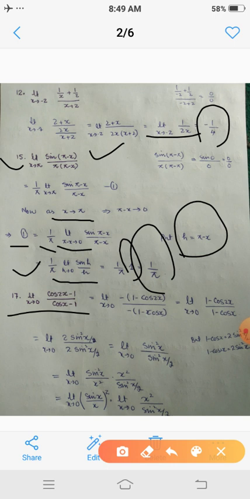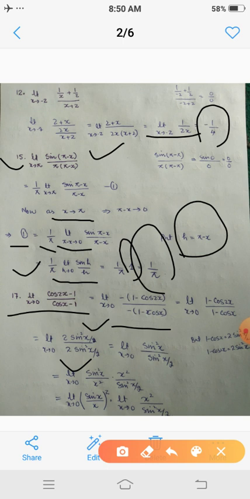Now the question number 17 is: find the limit x tends to 0 of (cos 2x minus 1) upon (cos x minus 1). We can write this as minus into 1 minus cos 2x upon minus 1 minus cos x. We know that 1 minus cos x is twice sine square x by 2, which implies that 1 minus cos 2x is twice sine square x. So substituting these values, it is twice sine square x upon twice sine square x by 2.